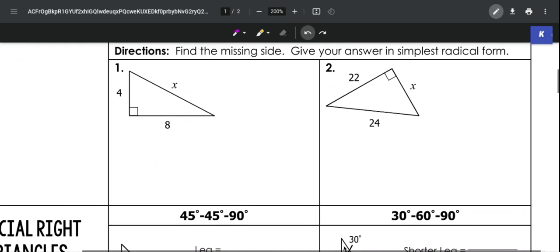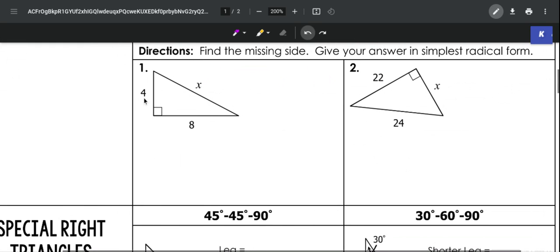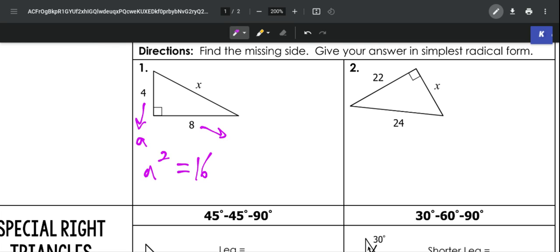So if we look at an example of this, like on number 1, we've got 4 and 8. Those are the legs of our triangle. And then our hypotenuse is always this long leg here. So what we're going to do is take a squared plus b squared, and to be honest, it doesn't really matter which one you use as a squared or b squared, but I'm going to use 4 as my a. So I'm going to have a squared equal to 16. And then I'm going to use 8 as b, so b squared is going to be equal to 64.